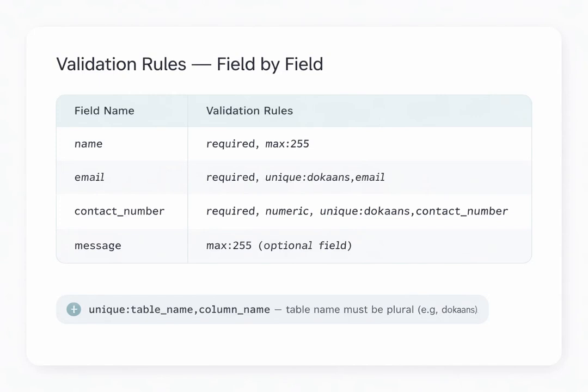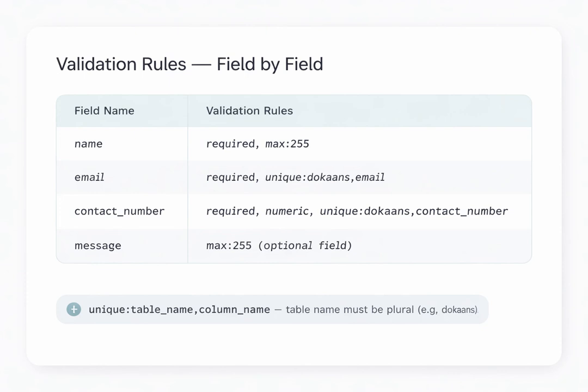Now, let's go through the validation rules field by field. The name field is required with the max length. The email field is required, and it also needs to be unique, meaning no two shops can register with the same email. The syntax for unique is unique, colon, then the table name in plural form, so dukans, then a comma, then the column name, which is email. The contact number is required and must be numeric. The message field is optional, but can have a max of 255 characters, since it was stored as a string.